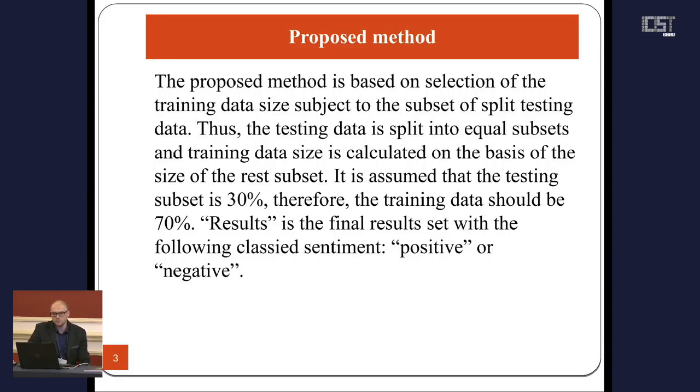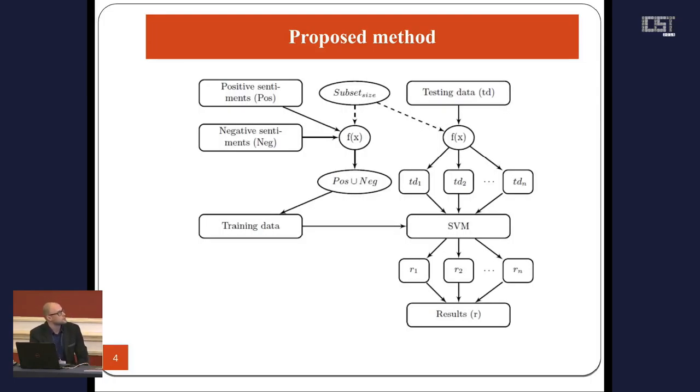The proposed method is based on selecting the training data size subject to the subset of split testing data. The testing data is split into equal subsets, and the training data size is calculated on the basis of the size of the rest subset. More details I will present in the diagram. We also assumed that the testing subset is 30% of the whole data set, and the training subset should be 70%. So this is our proposed method's algorithm.